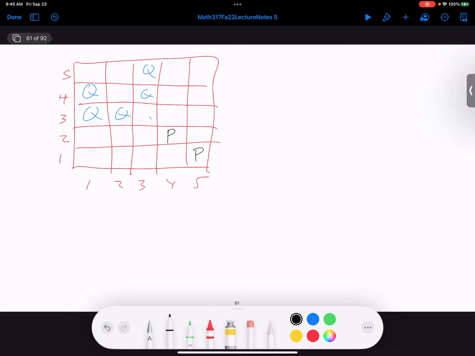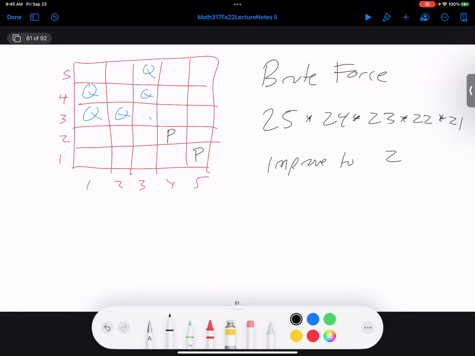So now let's try to think about a brute force approach. How many spots are there for the first queen to try? Without symmetry, n squared. So it would be 25 times 24 times 23 times 22 times 21. With a very minor symmetry, we could improve to 25 choose 5. We're choosing 5 spaces out of 25. Order doesn't matter. So this gives us the old answer divided by 5 factorial.